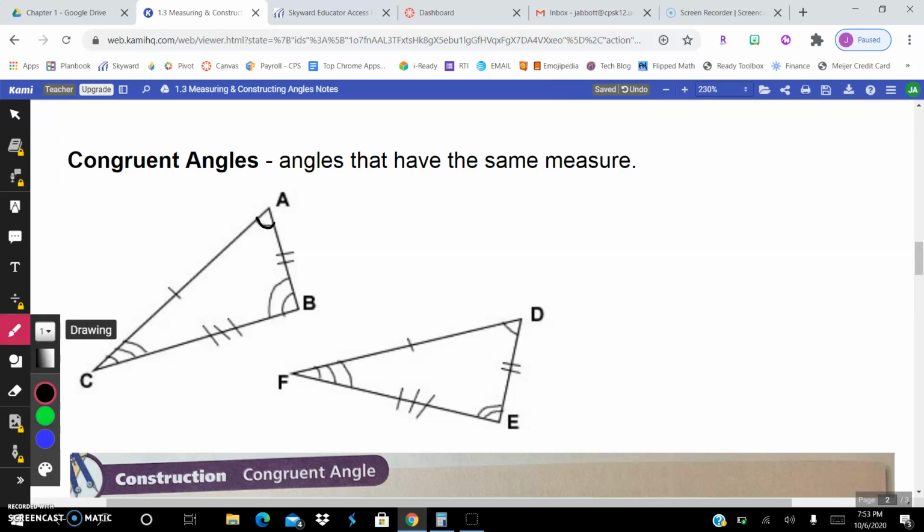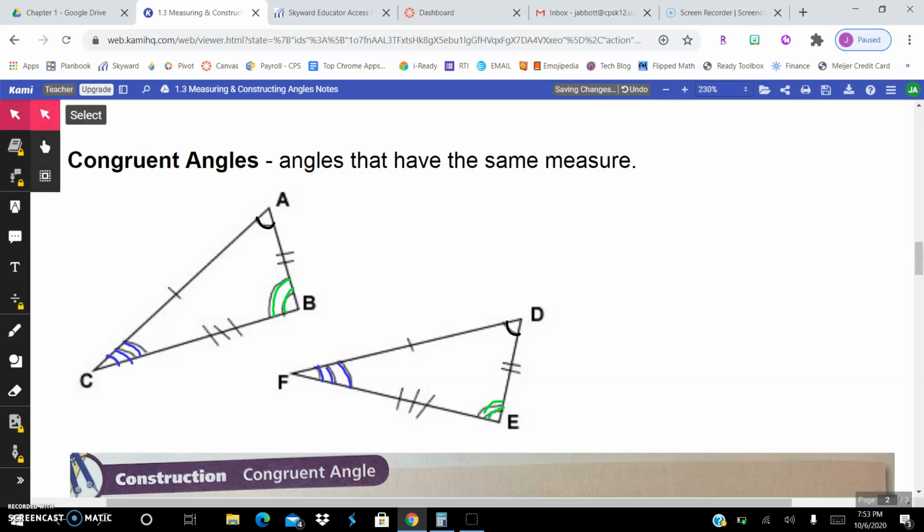And so this one has 1 mark, so it goes with the 1 mark over here. This one has 2 arcs, so it goes with 2 arcs over here. And this one has 3 arcs, so we know it goes with the 3 arcs on the other triangle. So that's how we show congruent angles in a picture.